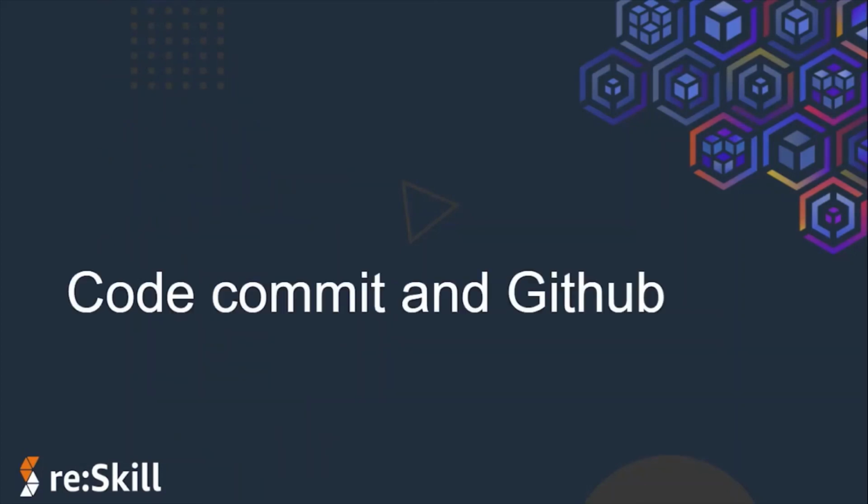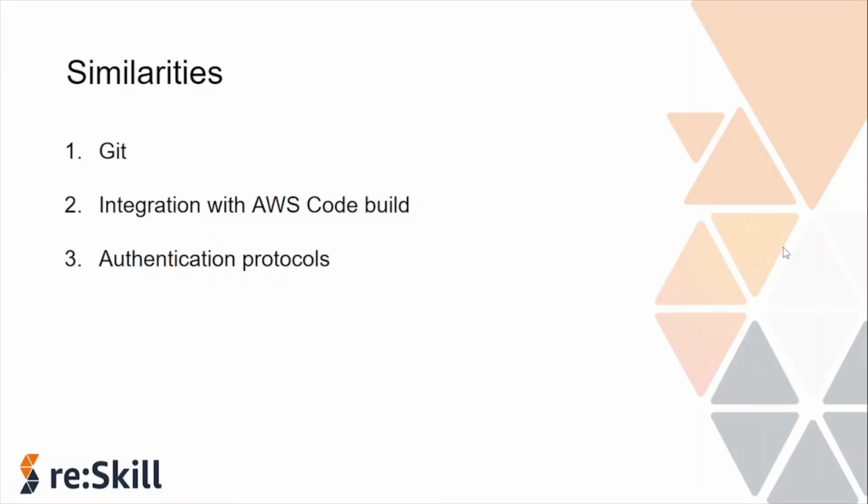Having discussed the benefits of Code Commit, let's move to comparing Code Commit and GitHub. GitHub is a popular version control system which is used and known to almost every developer. First, let's have a look at the similarities of Code Commit and GitHub. So the first one is Git. GitHub and Code Commit use Git repositories and they support code reviews.